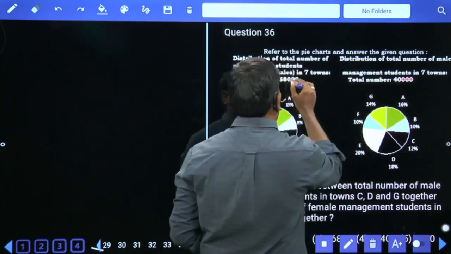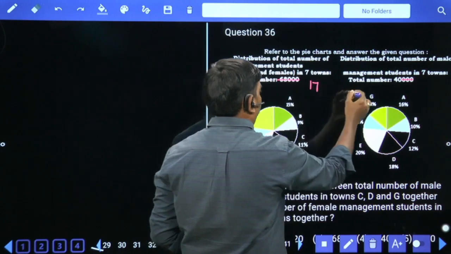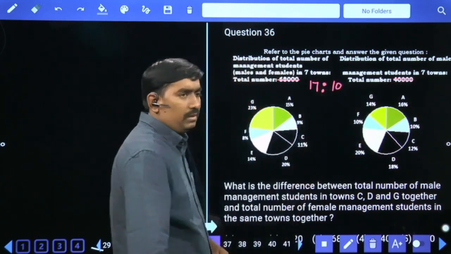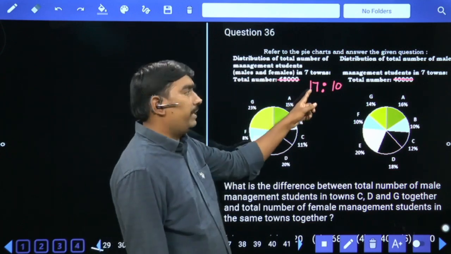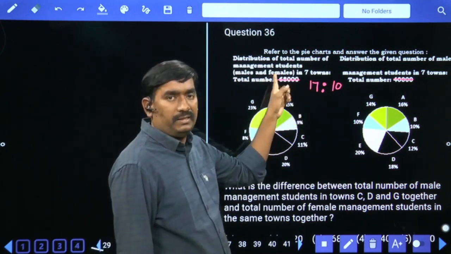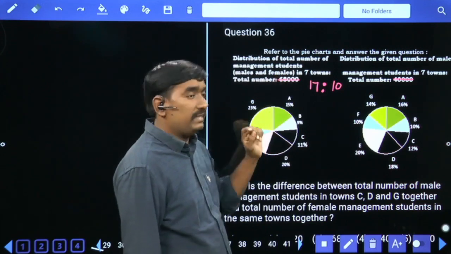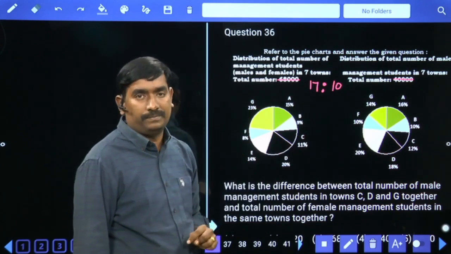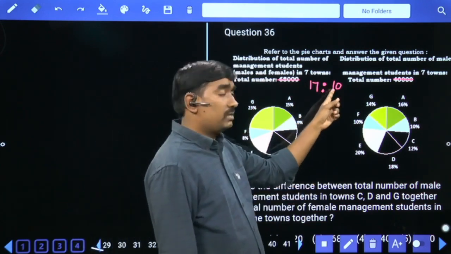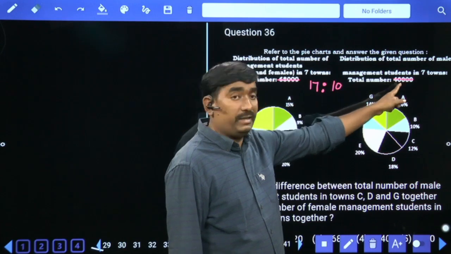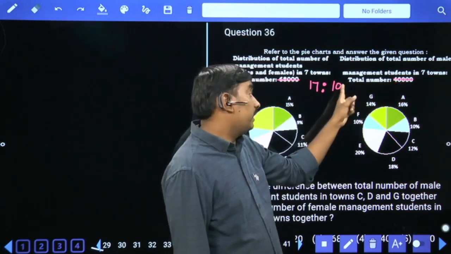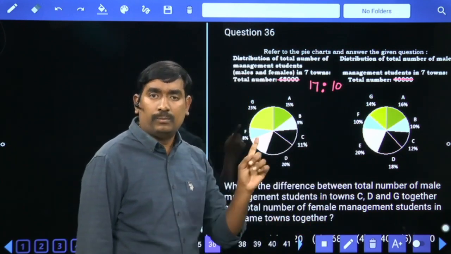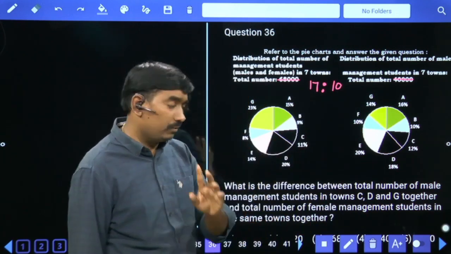So I would like to follow the ratio method. Cancel 3 zeros, 3 zeros: 17 times, 10 times. So total 17 parts, in that males are 10 parts. Total 17 parts is equal to 1% in that category. So 1% value 680, 17 parts value 680, then 1 part value 40. Or else 10 parts is nothing but 1% in that category. 1% means 400, 10 parts is also equal to 400. There also 1 part value 40. In both cases 1 part value is 40 only.